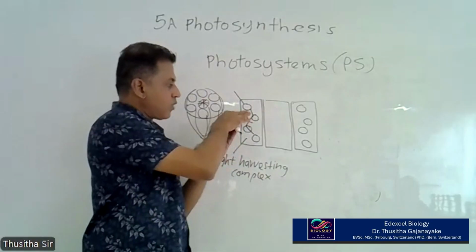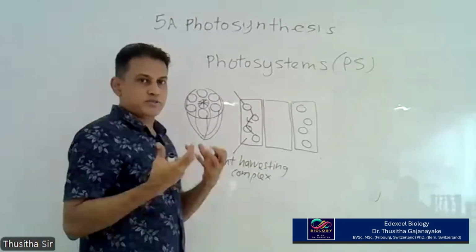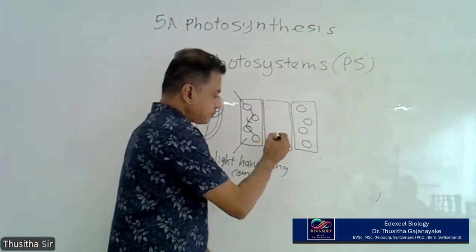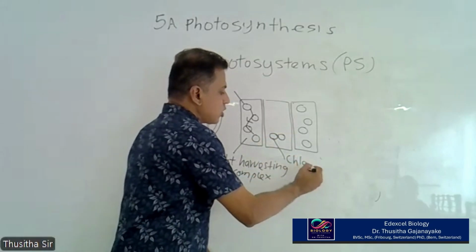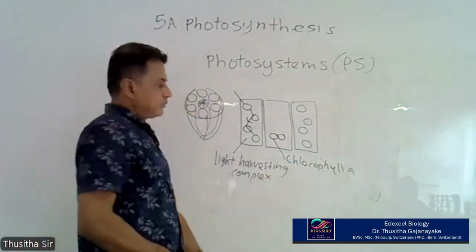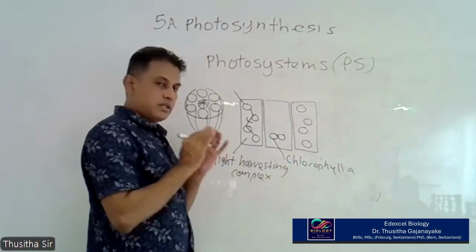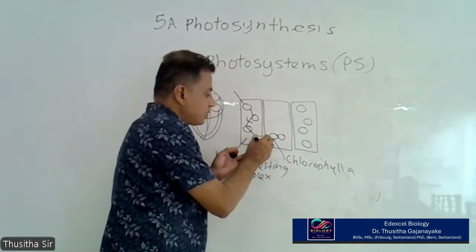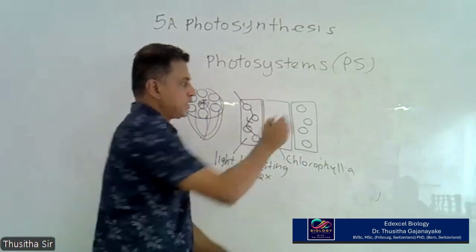Because if there is only one pigment taking all the light, you can understand it can be damaged because of too much light. Then here we have a main pigment, that is chlorophyll A. Now you can see very carefully that the light is dissipated and moved to this chlorophyll. The same thing can happen here.